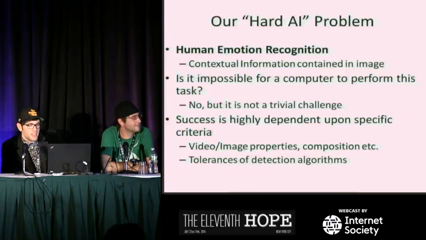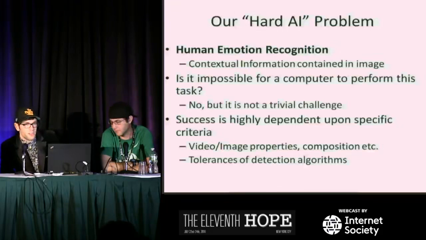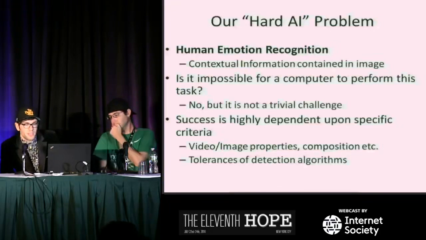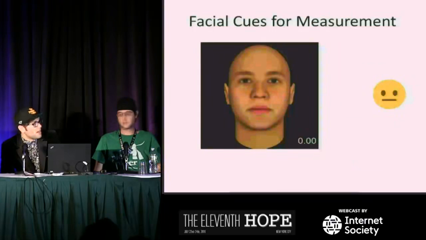Success is highly dependent upon specific criteria, right? So we can't just take any old image. The image has to be high quality, of a certain size, properties, composition, things like that. So there are definitely tolerances to the detection algorithms for emotion, and we plan on exploiting those in a meaningful way. So we're going to churn and burn through these really quick for the sake of time.